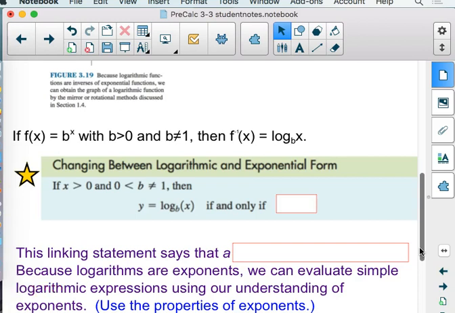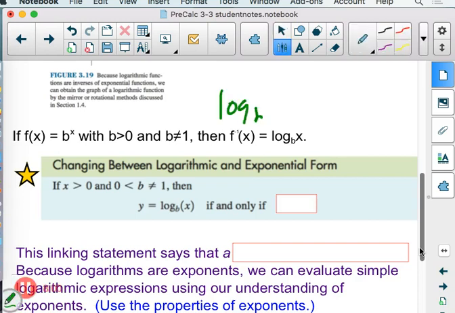And again, they say if x is greater than 0, so we have a number we're trying to evaluate that's going to be positive. And b is greater than 0, reading that backwards, so our b value, our base, is going to be positive. And it's not equal to 1, because again, 1 to any power is just 1. y equals logarithm base b of x if and only if logarithm base b of x equals y.